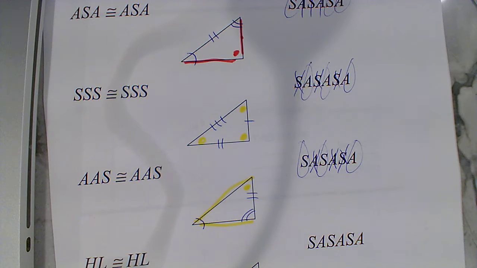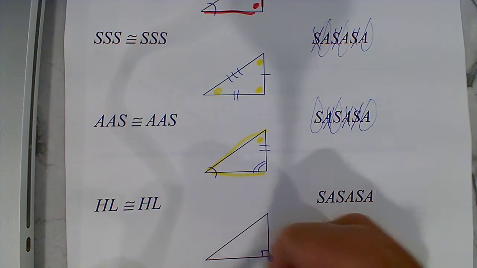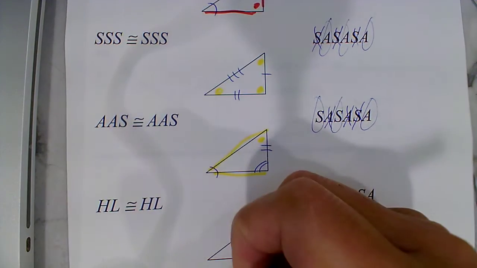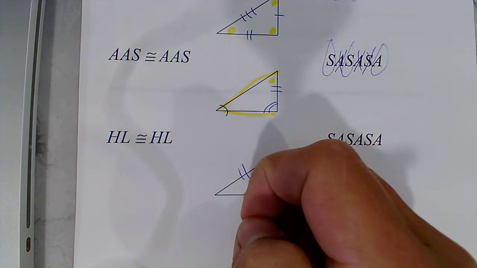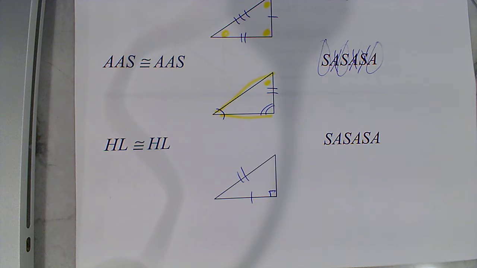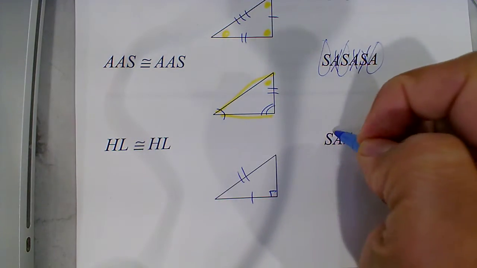And same concept. Now with hypotenuse-leg, it's a little tricky because remember, you have to have a right triangle. So you know you're dealing with a right angle there. Here's the hypotenuse across from the right angle. And I'll just pick any leg I want. It'll be that one.